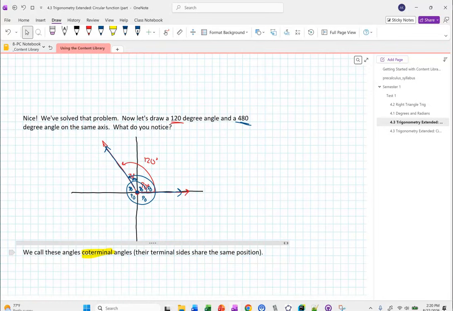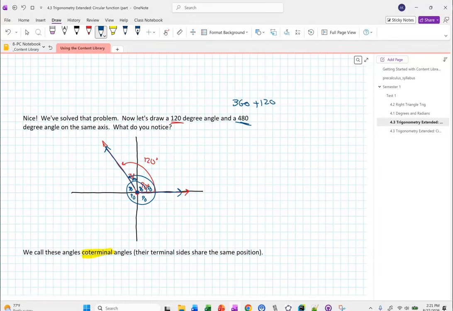Olivia? Their difference is 360 degrees. What's important about 360 degrees? It's one full time around, right? 480 is really 360 plus 120. It's one full time around and then a 120 degree angle, right?